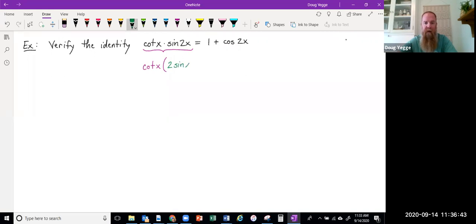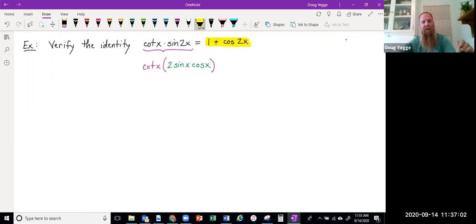So 2 sine x cosine x. Now the reason I thought to do that was, well, I saw a double angle, so I always like to work with the single angles in general. But I know that some may be thinking you always have to keep in mind what the goal is. And my goal is to make this turn into 1 plus cosine 2x.